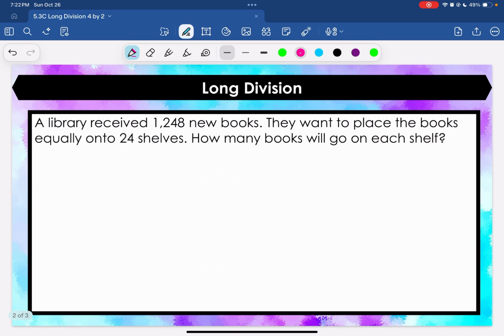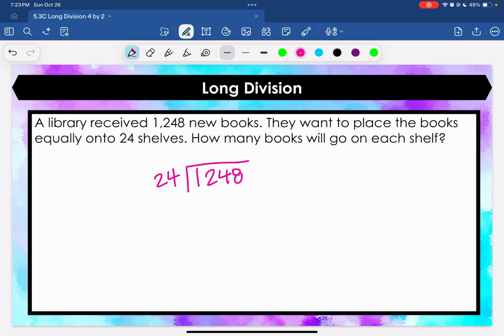For the next problem, it says a library received 1,248 new books. They want to place the books equally onto 24 shelves. How many books will go on each shelf? So our total is 1,248, and we want to divide that by 24. We'll continue the same way we did on the last one.